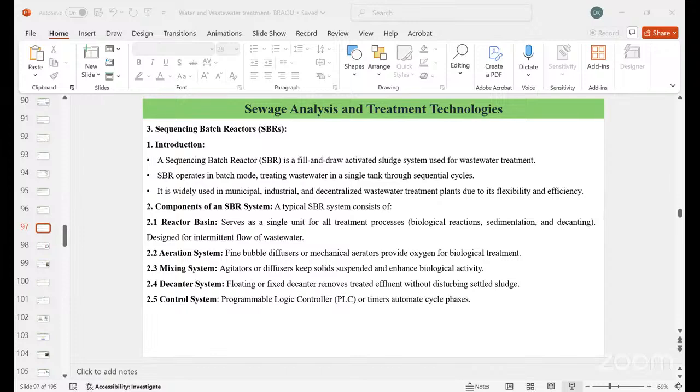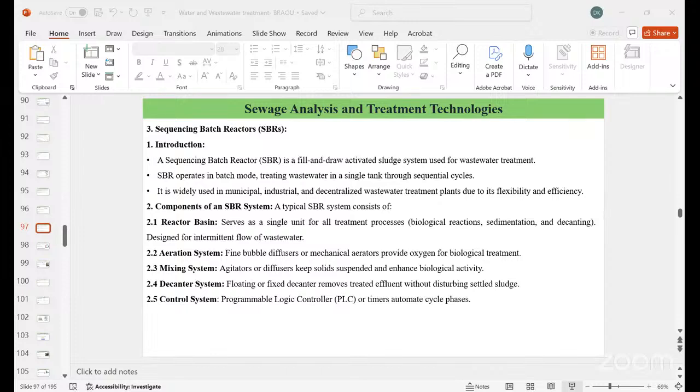And then aeration is diffused or mixed, and the effluent quality will be less than 10 mg per liter. The main advantages of this process are its compact design, cost effectiveness, efficient organic and nutrient removal, flexible operation, and automated control. The disadvantages are that it requires skilled operation, batch mode limitation, foaming, sludge bulking issues, and higher energy demand. But mainly, the applications of these sequencing batch reactors are industrial, municipal, decentralized treatment systems, and nutrient removal systems.